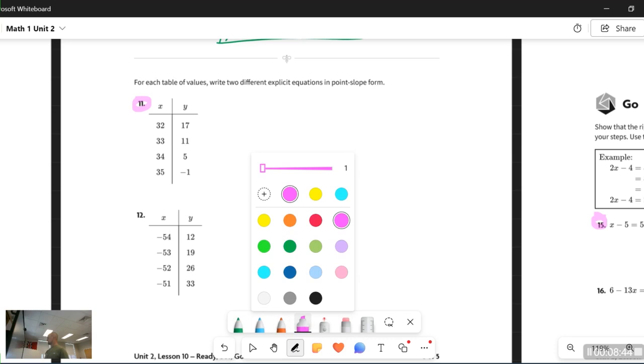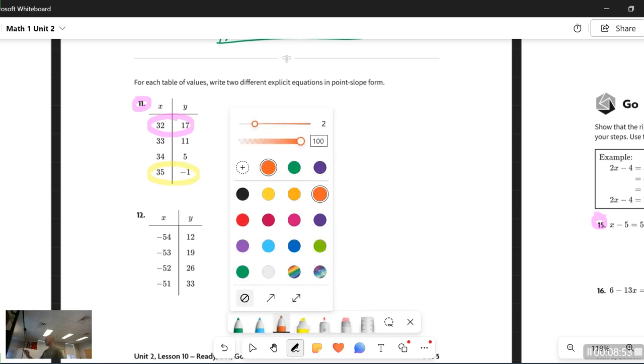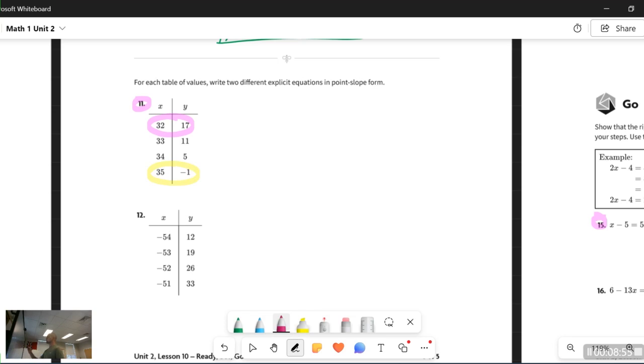We're going to look at our pink one using pink, and we're going to do one using yellow. I'll try to get those colors to match here. So in pink, we go through and we say, all right, it says point slope. So we're going y minus 17 is equal to, we did not solve for what our slope was.